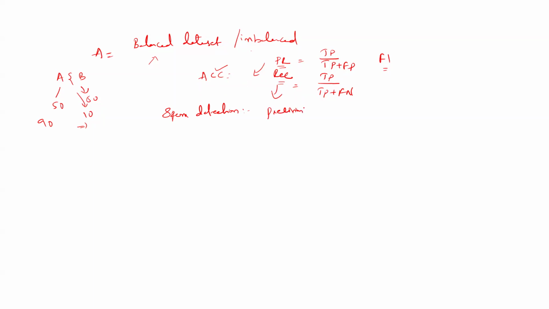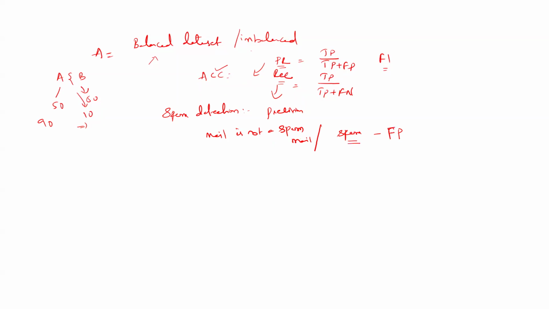Why we have to focus on precision is, suppose a mail is not a spam mail, but our classifier identifies it as spam. That is a false positive. That is not a spam mail, but our classifier identified it as a spam mail.